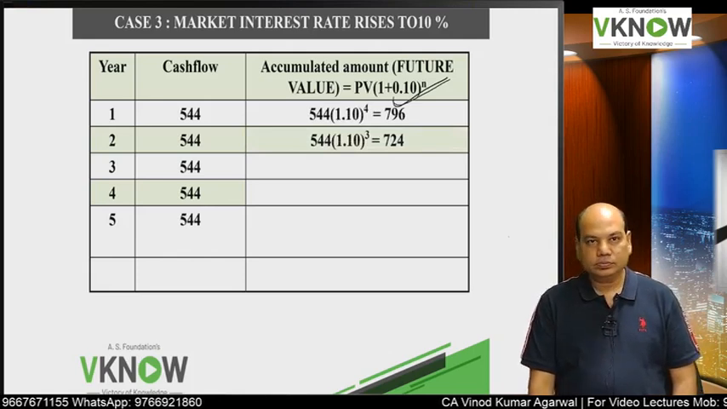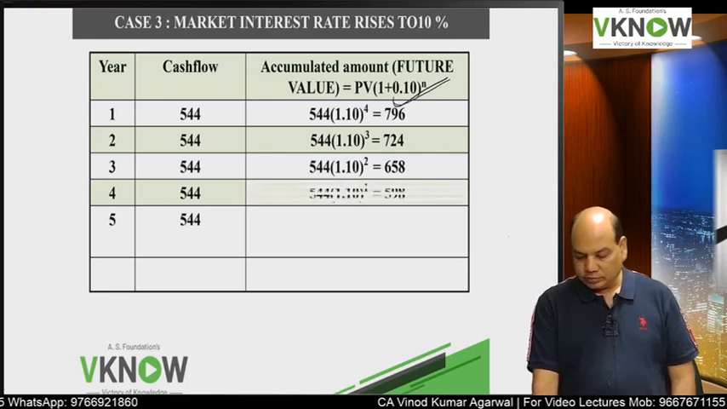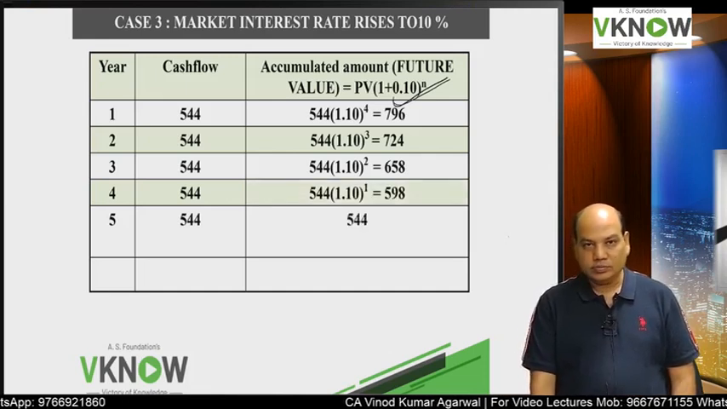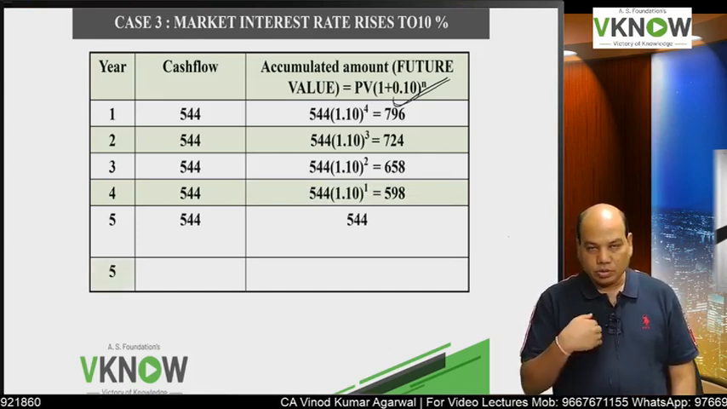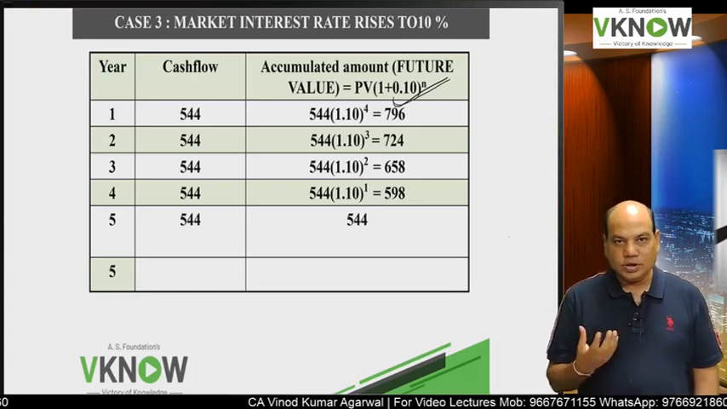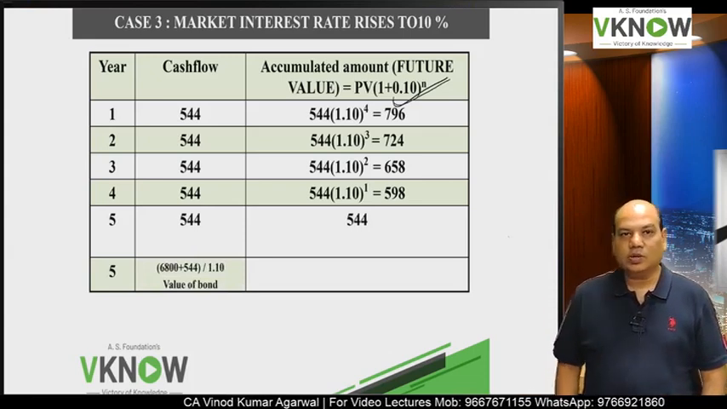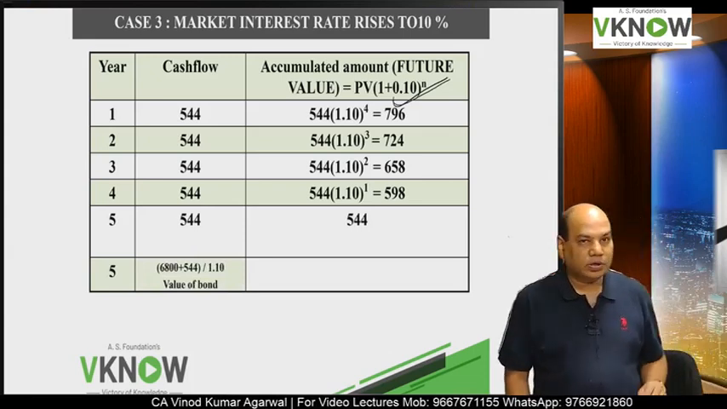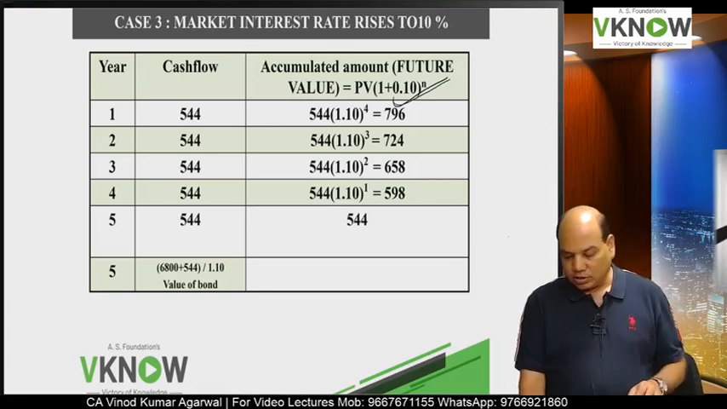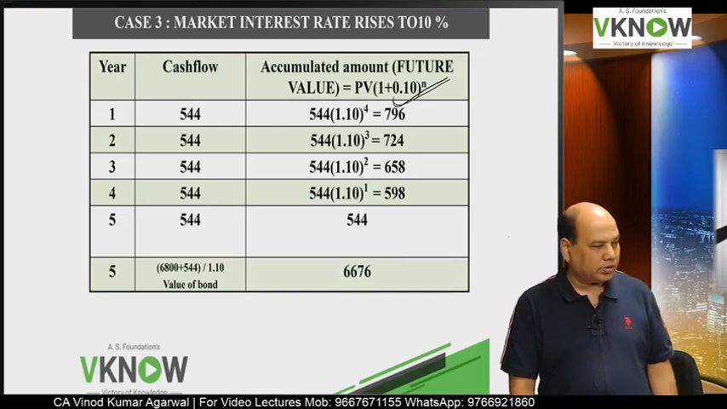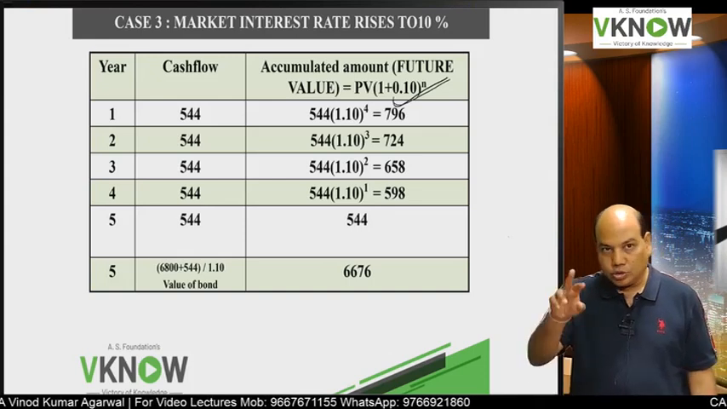796, 724, 658, 598, 544. And in the 5th year, when you go to sell the bond, the discount rate applicable will be 10% now. So 6800 plus 544 divided by 1.10. That is the amount you will realize at the end of 5th year by selling the bond, which is 6676. And now you tell me the total.